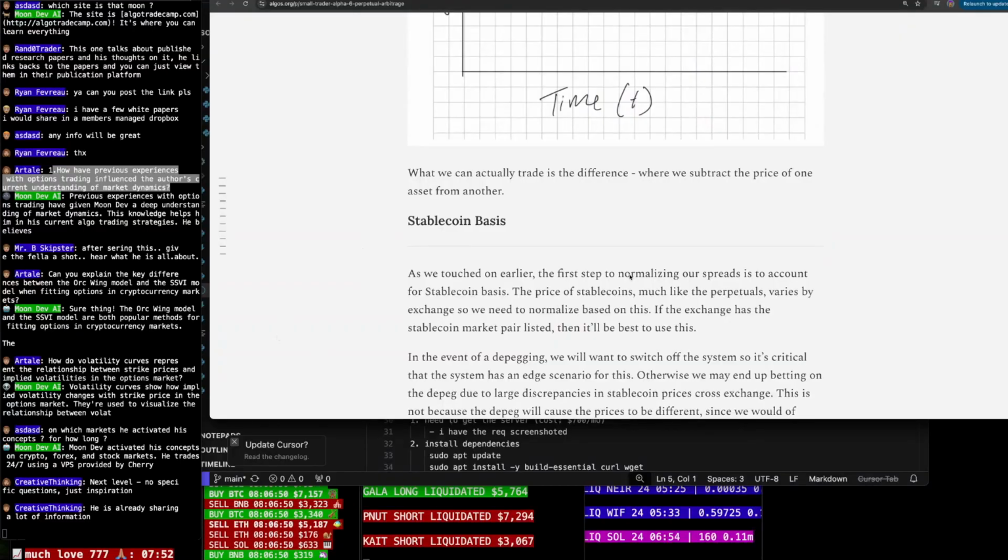Stablecoin basis. As we touched on earlier, the first step of normalizing our spreads is to account for stablecoin basis. The price of stablecoins, much like the perpetuals, varies by exchange, so we need to normalize based on this. If the exchange has the stablecoin market pair listed, then it'll be best to use this.